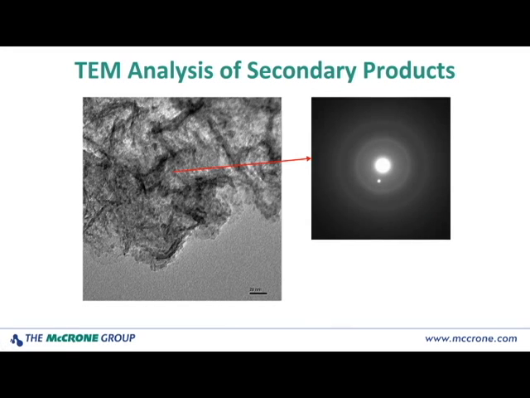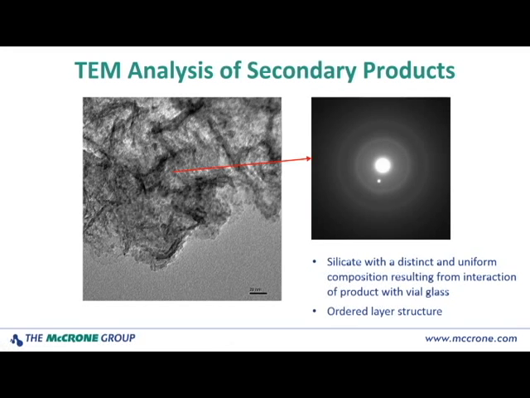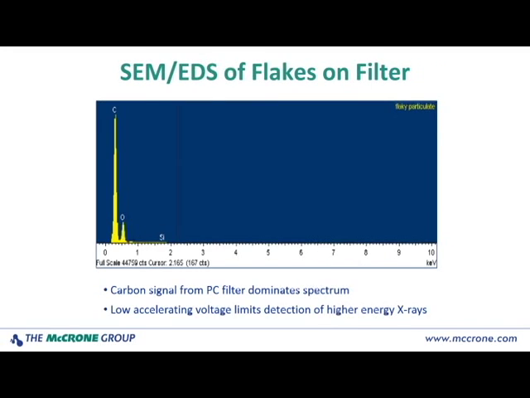That's reflected in the electron diffraction pattern, which shows two faint rings, which are evidence of this sort of large-scale ordering or layering of the structure. And this analyzed as a silicate with a distinct and uniform composition resulting from reaction of the product with the vial glass, and it did have an ordered layered structure. So again, something beyond glass delamination and now actually reaction of your product with the glass container to form secondary materials.